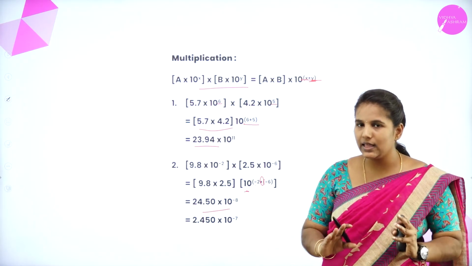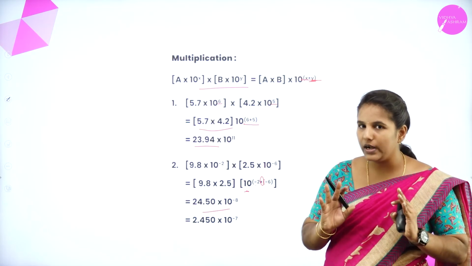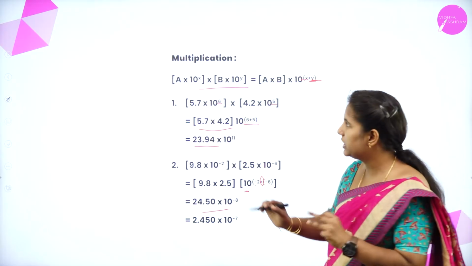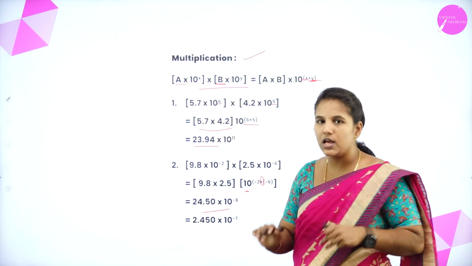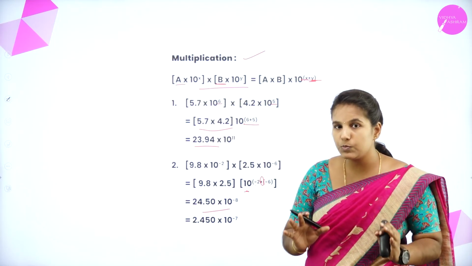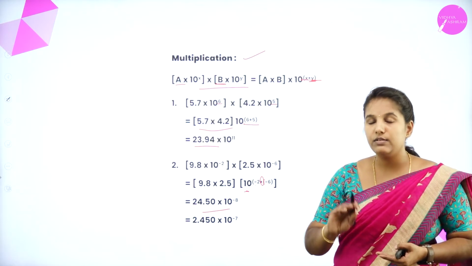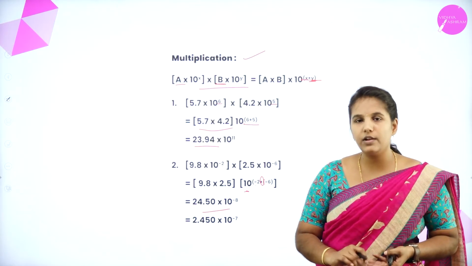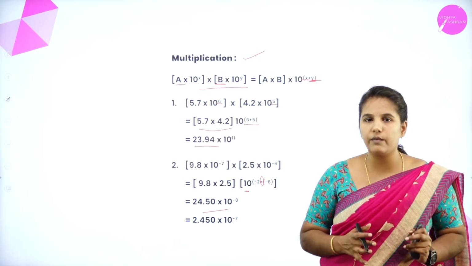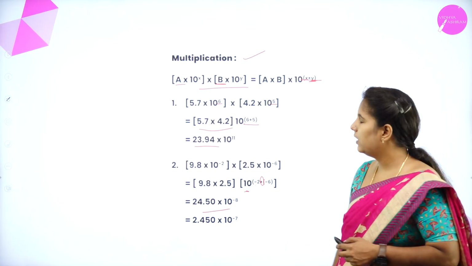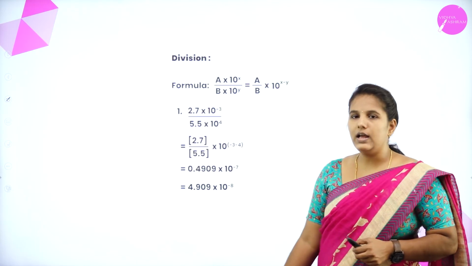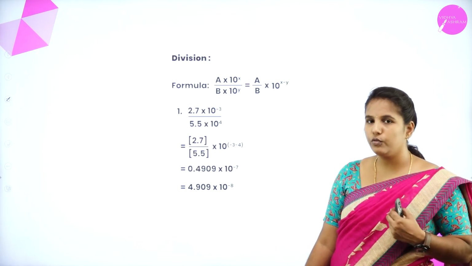The only thing to remember is that while doing multiplication, we multiply the quotients, but the exponents should be added. If the exponent has a positive value, then it is okay. If it has a negative value, put it in brackets and do the addition. Okay, then we'll move on to division. How do we do it?